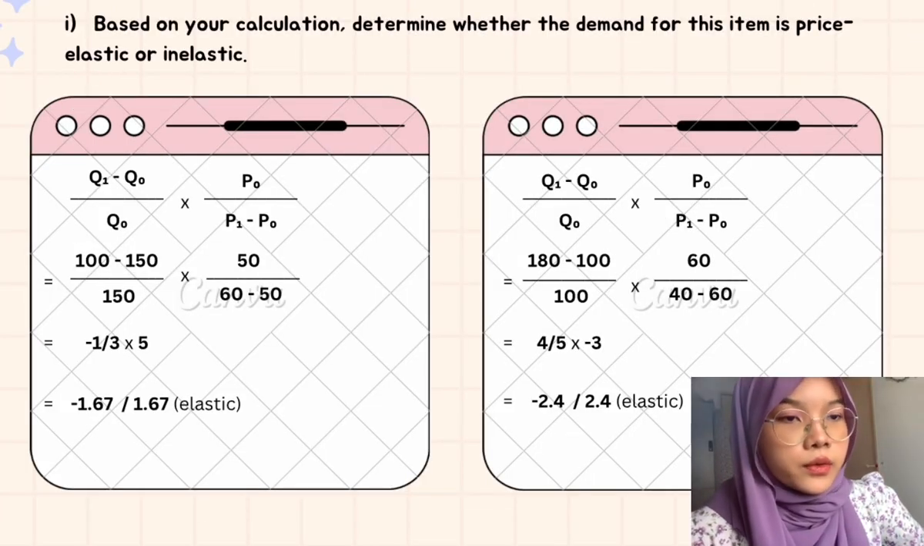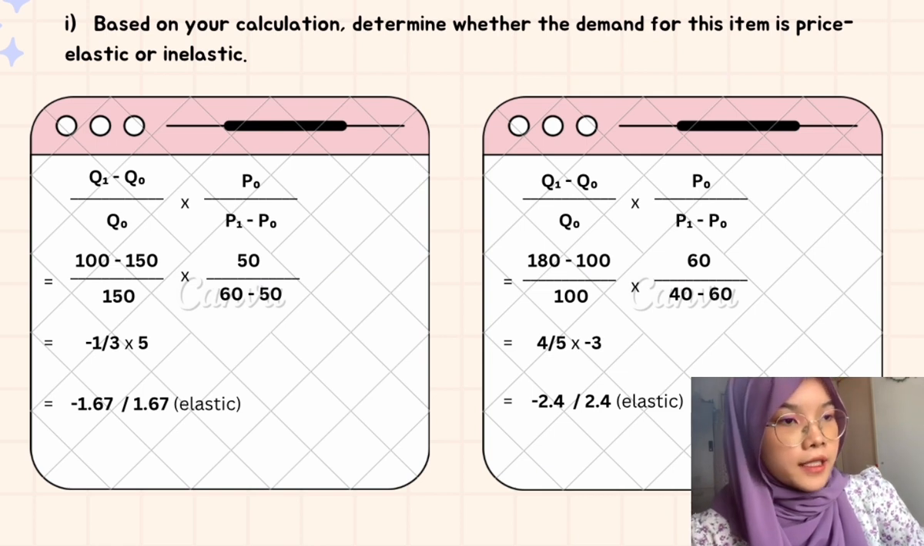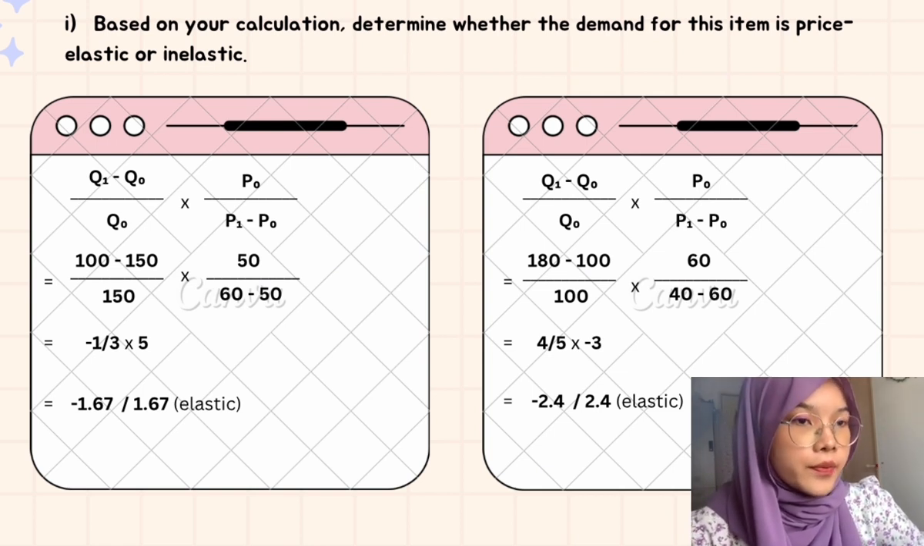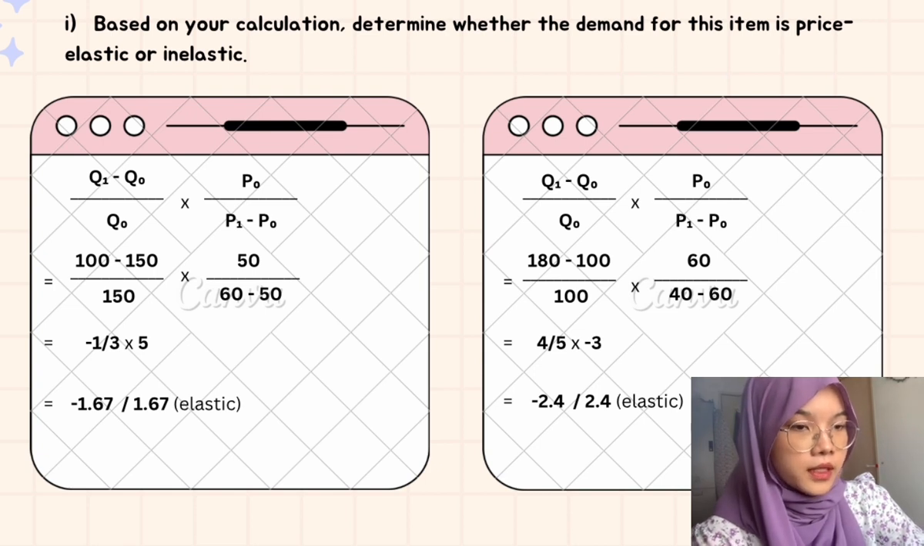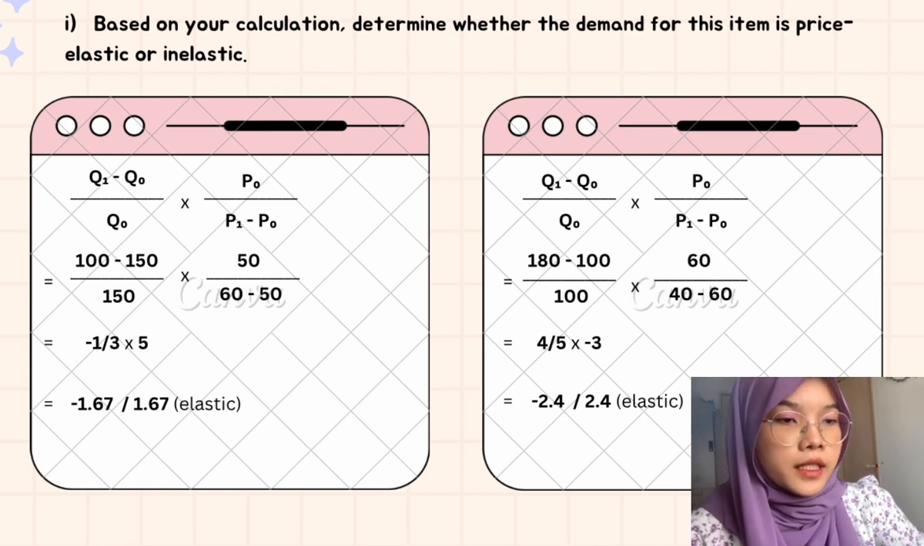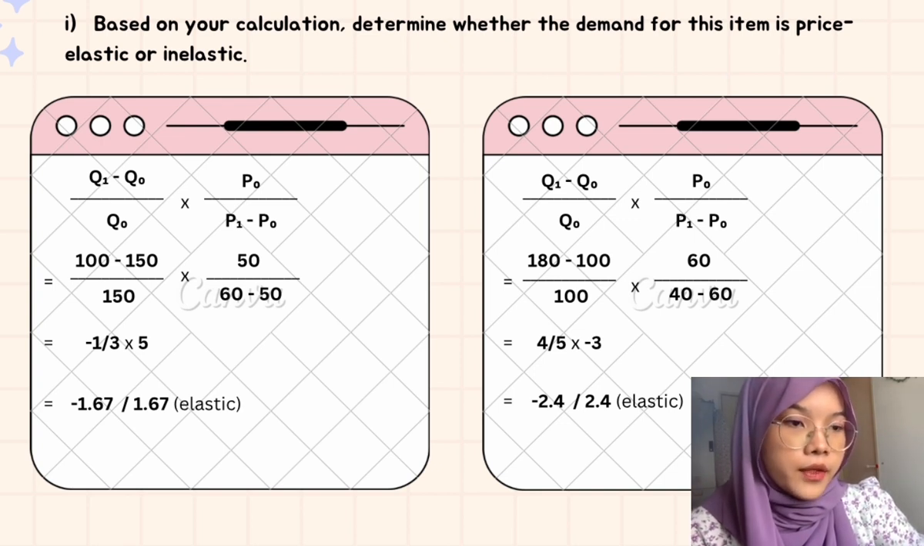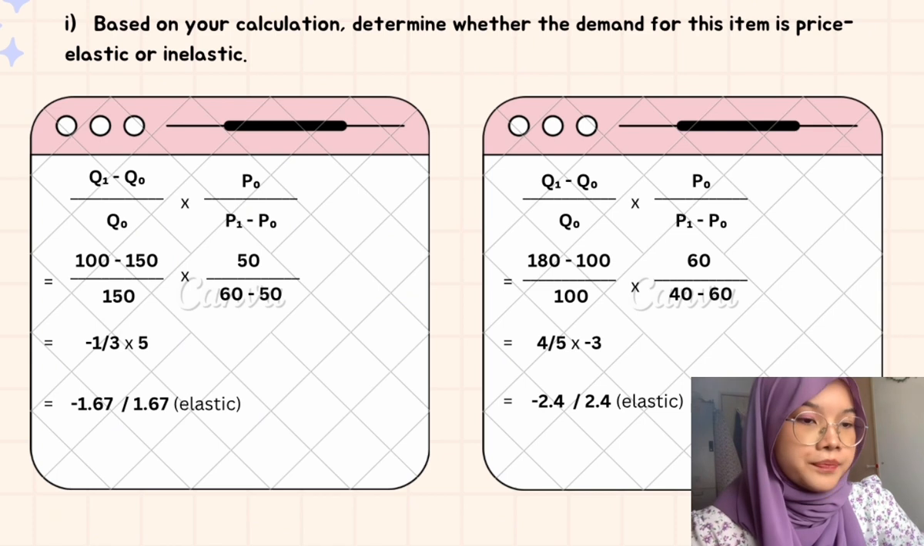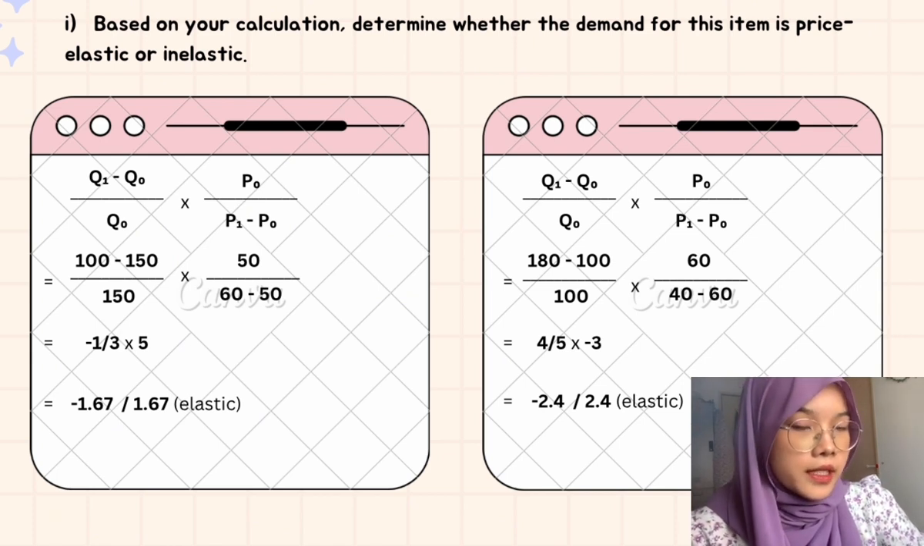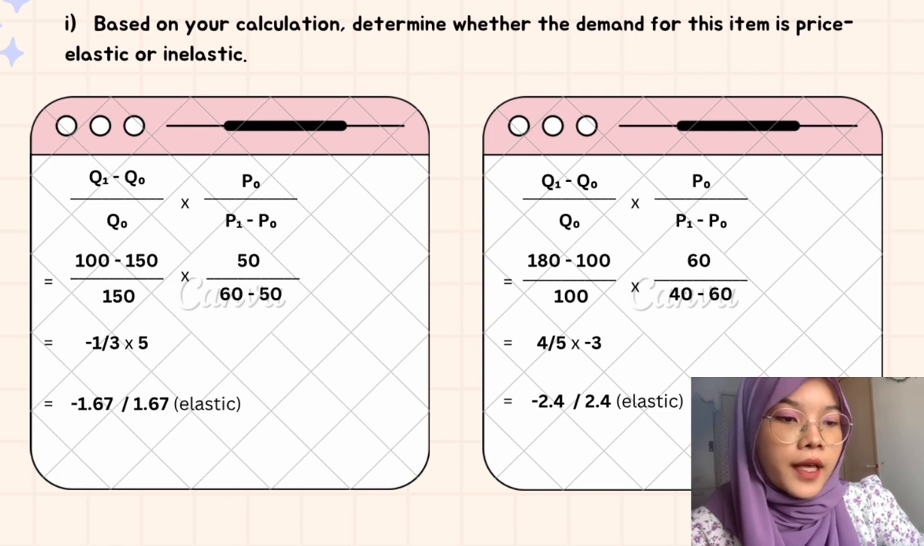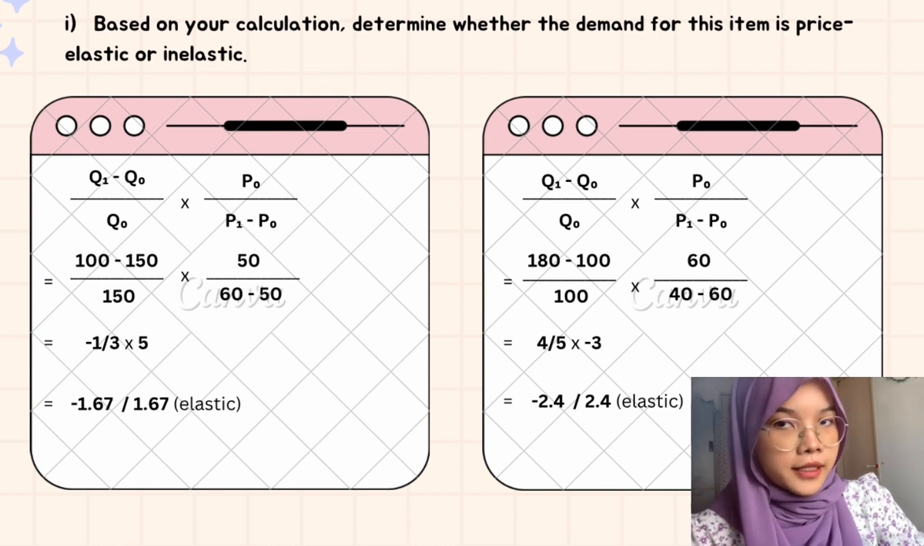So moving on to question Roman 1. Based on your calculation, determine whether the demand for this item is price elastic or inelastic. So for the first calculation, you use ED equals Q1 minus Q0 over Q0 times P0 over P1 minus P0. Then you fill in, you will get 100 minus 150 over 150 times 50 over 60 minus 50. Then you will get the answer, which is minus 1.67. You take out the negative and it will become 1.67, which is over 1, and the answer is elastic.